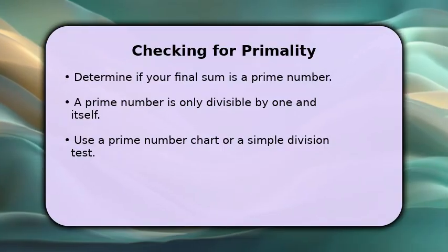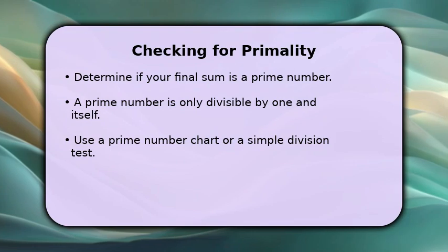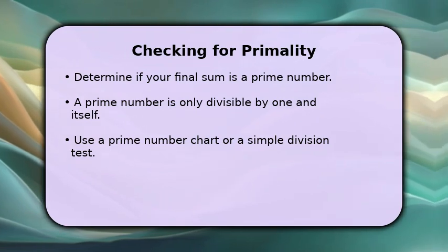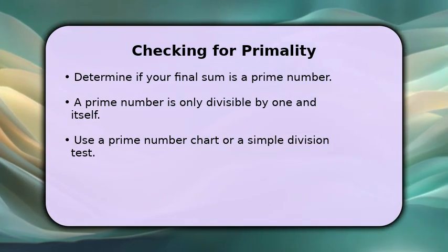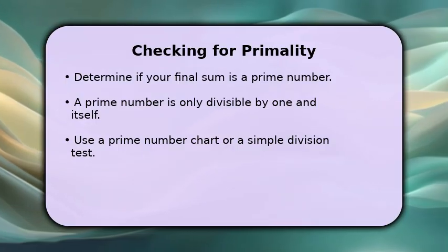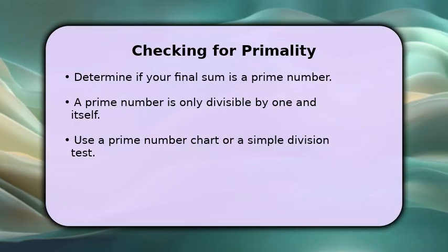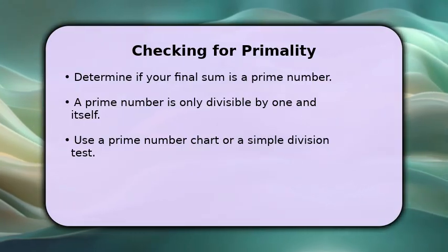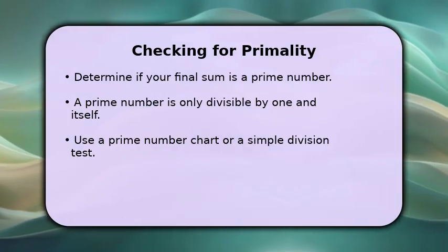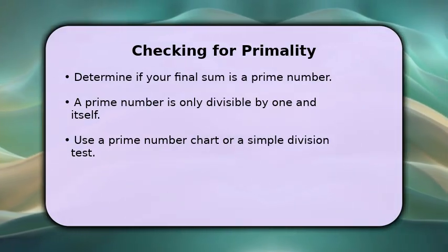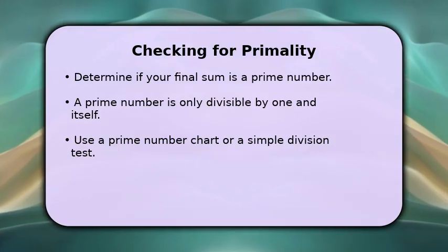Finally, let's check if your quotation's tally is prime. A prime number is a whole number greater than one that has exactly two distinct positive divisors, one and itself. For example, 7 is prime, but 9 is not, as it's divisible by 3. You can consult a list of prime numbers or try dividing your sum by small prime numbers like 2, 3, 5, and 7. If it's only divisible by 1 and itself, congratulations, your quotation tally is prime.